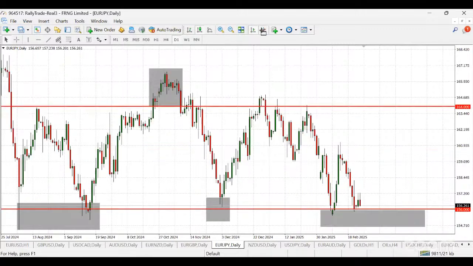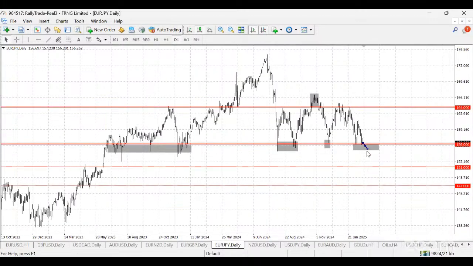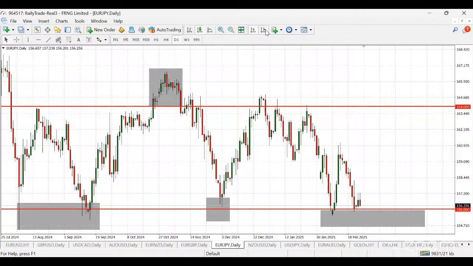Okay, so at this current level, what we need to see to confirm that it's going to get bullish from here is some bullish reversal pattern at this current level. However, if we get a break below 156, then it may just continue to be bearish and give up levels. So that's what we need to watch for Euro JPY.